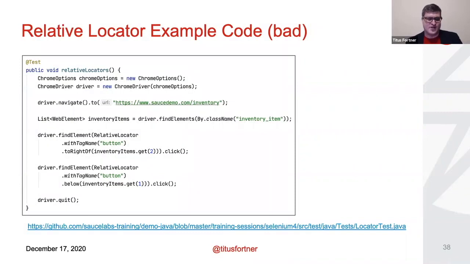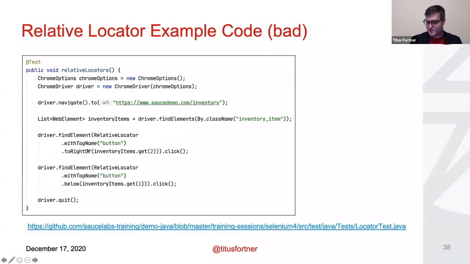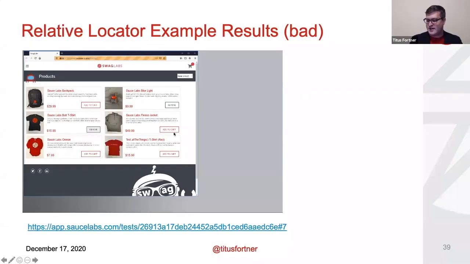Well, when I write this code, it ends up not actually working. I'm getting the list of elements here, and I'm saying, get me the third one, and then click the button to the right of the third inventory item, or click the button below the second. So theoretically, based on that, this one should be clicked, and the one to the right of the third. So theoretically, this should be clicked and then unclicked. And in this case, it sees this is the one to the right of this element, and this is the one below this element.